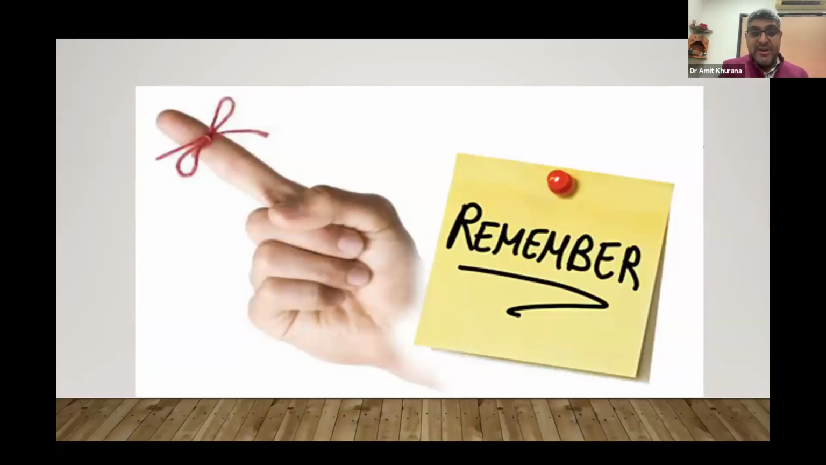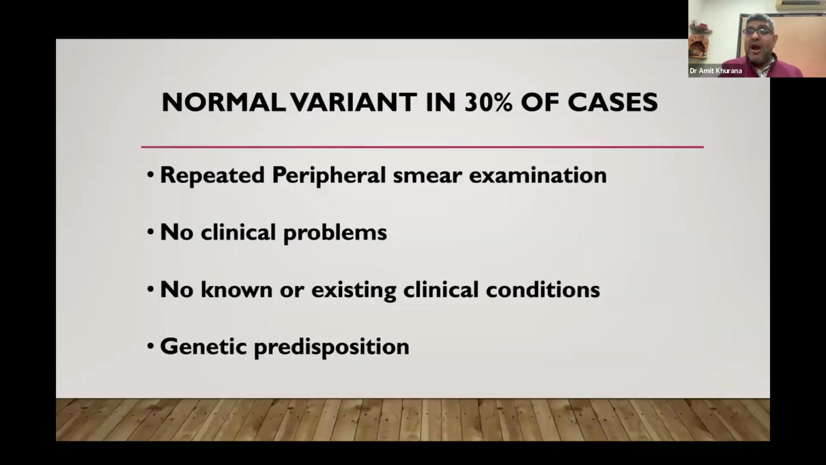Again, not to forget, many patients with Down syndrome have high MCV without anemia. But you must remember one thing: you may get a high MCV as a normal variant in 30% of cases. You can easily pick this up by repeated peripheral smear examination, and the patients will not have any clinical problems or known existing clinical conditions. This is just because of genetic predisposition.